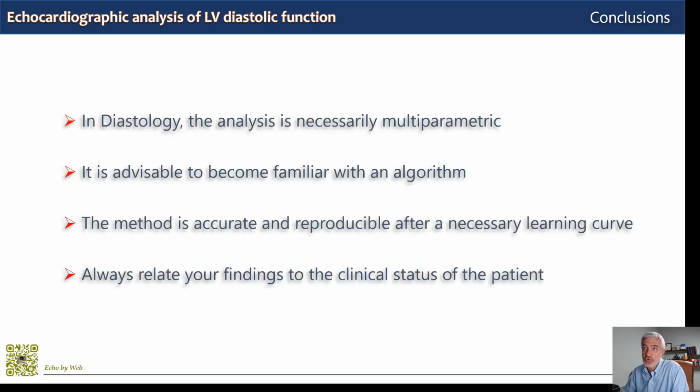And these are the conclusions of this talk. So in diastology, the analysis is necessarily multiparametric. You cannot use a single parameter. It is advisable to become familiar with an algorithm. Use it in normal subjects, in patients with mild reduction of function, in patients with severe impairment of function. The method is accurate and reproducible, but necessarily only after a learning curve. And always relate your findings to the clinical status of your patient.